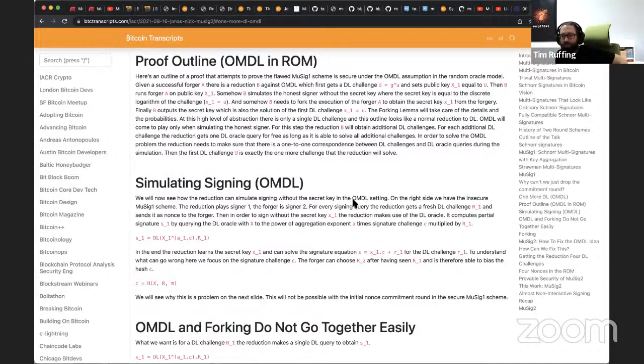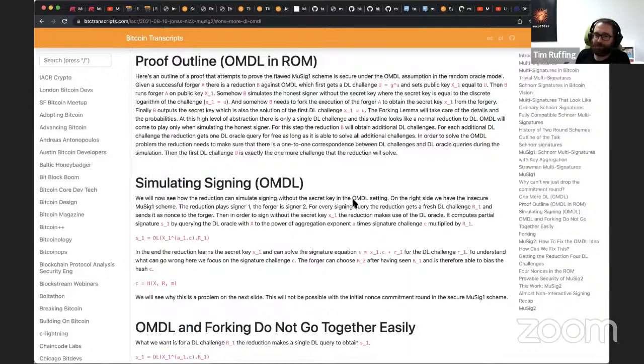Right, that's a good way to say it. When you think about the theorem again, it's like if OMDL holds, this is the one thing we need to assume, and if we model the hash function as a random oracle, then the scheme is secure, which basically gives you a recipe to break MuSig2 in a sense.